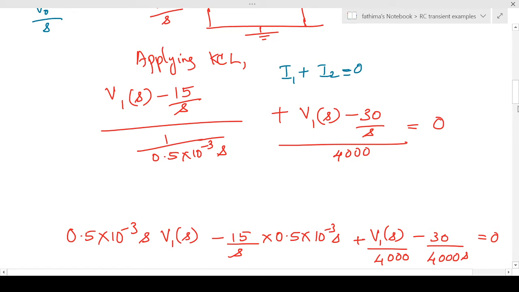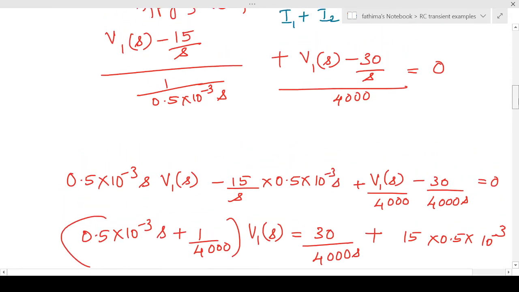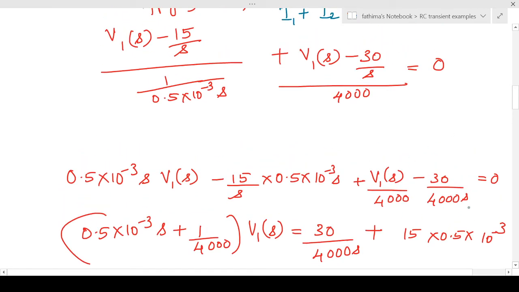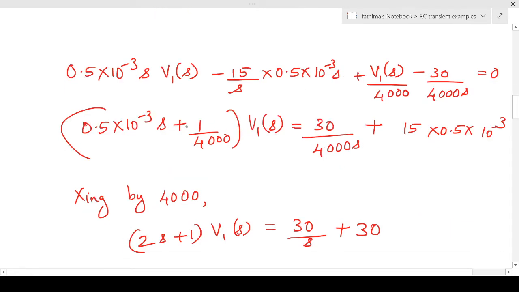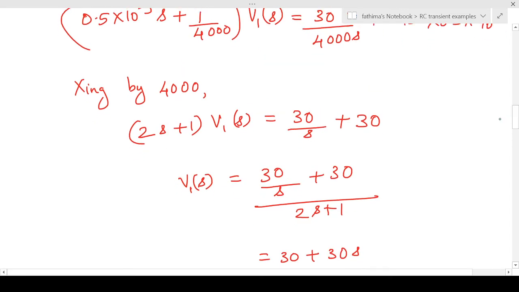So we have written that. Now what I have done is I have taken this 0.5 into 10 raised to minus 3 S to the numerator. So it becomes like this, plus V1 of S by 4000 minus 30 by 4000 S is equal to 0. Now I have grouped the terms which contain V1 of S. So that is like this. That is equal to, I have taken the other terms to the right hand side. So this becomes like this. Now we are multiplying this expression by 4000. So now we'll get the simplified expression as 2S plus 1 into V1 of S is equal to 30 by S plus 30. Now we can rearrange it.